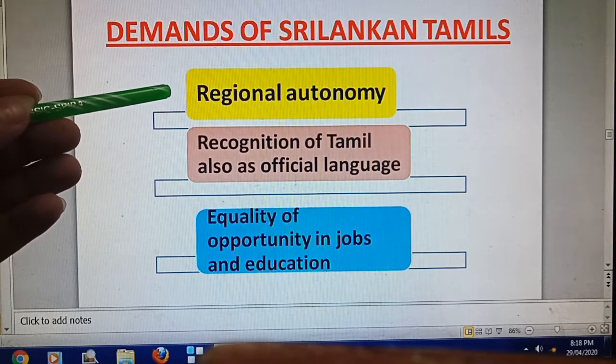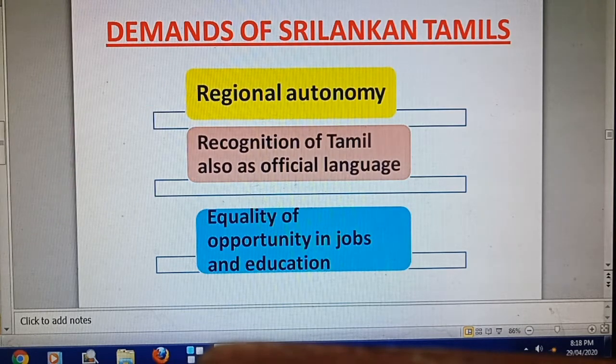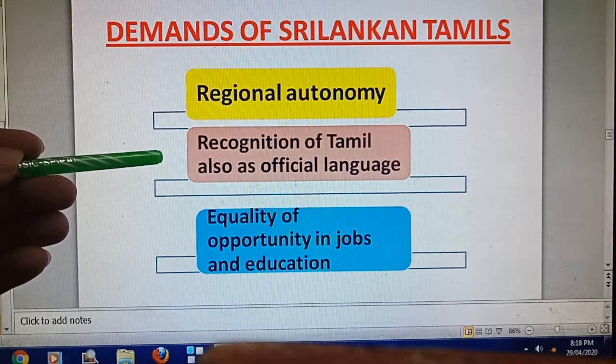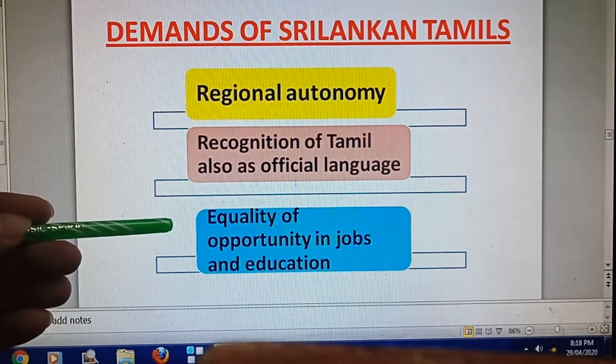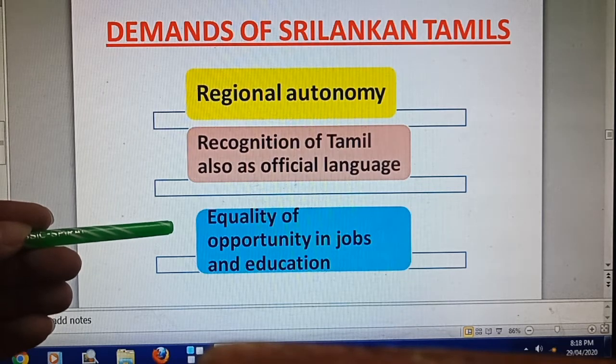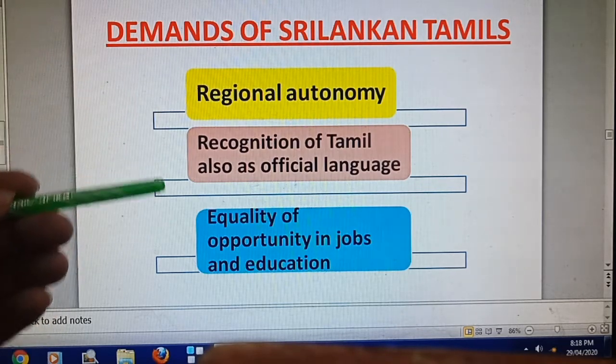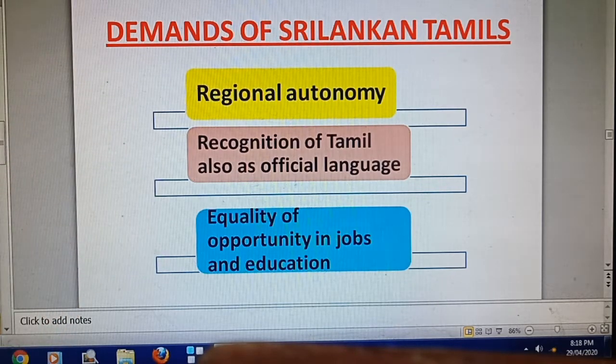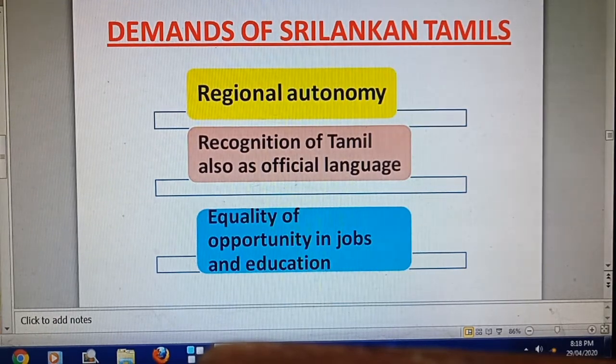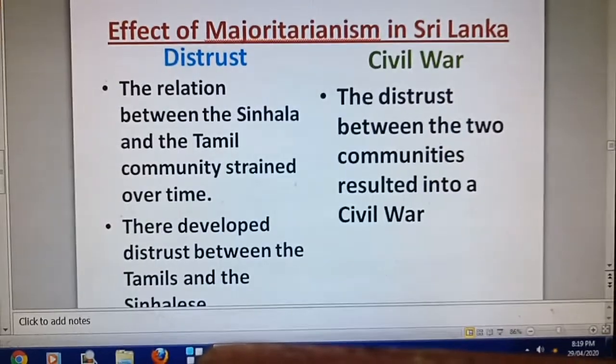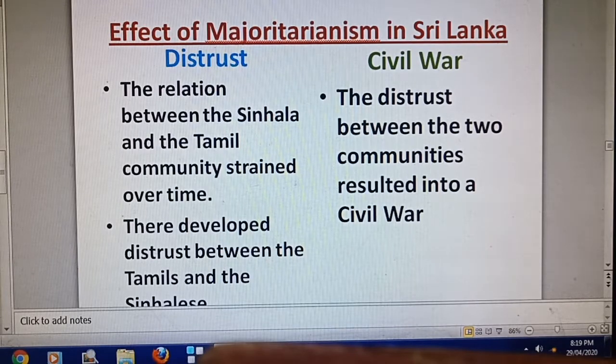First, regional autonomy. Second, recognition of Tamil also as an official language. Third, equality of opportunity in jobs. So these were the 3 demands of the Sri Lankan Tamils. But the government constantly denied the Tamils their rights. The Tamils were constantly neglected by the government.